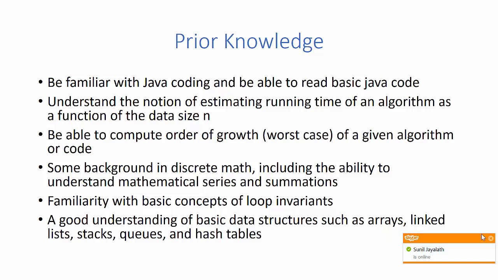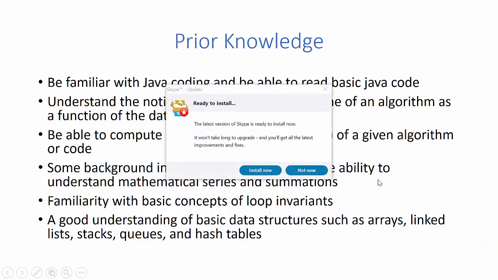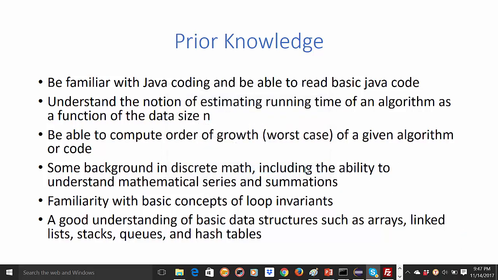Essentially, I assume that you have some prior knowledge about basic Java coding, and you can read some basic Java code. And also, I'm going to assume that if you're given a piece of code, you can look at it and think about how many operations. You can count the operations and come up with a formula and come up with the order of growth.